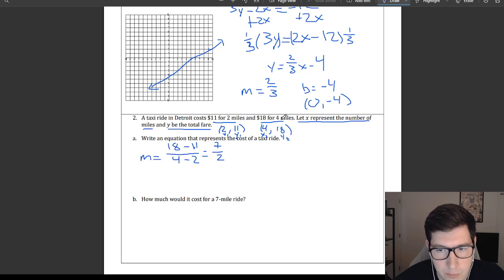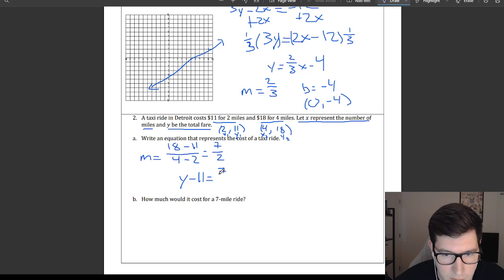Now, I'm not given exactly what my y-intercept is, so I can't put this into slope-intercept form. But I do have 2 points, so I'm going to simply use point-slope form. So once I get here, I know that I can use either of these points. This is already labeled x1 and y1, which works for the purposes of this equation. So I'm going to have that y minus 11 is equal to 7 over 2 times the quantity of x minus 2. And that's it. That's my equation. We don't have to go any further than that.